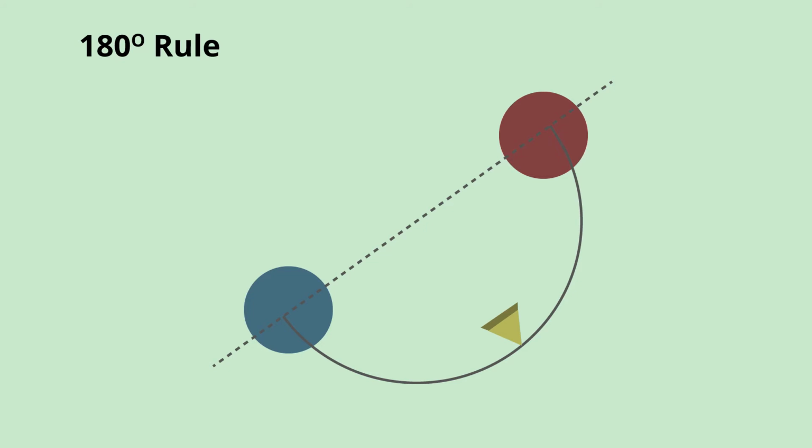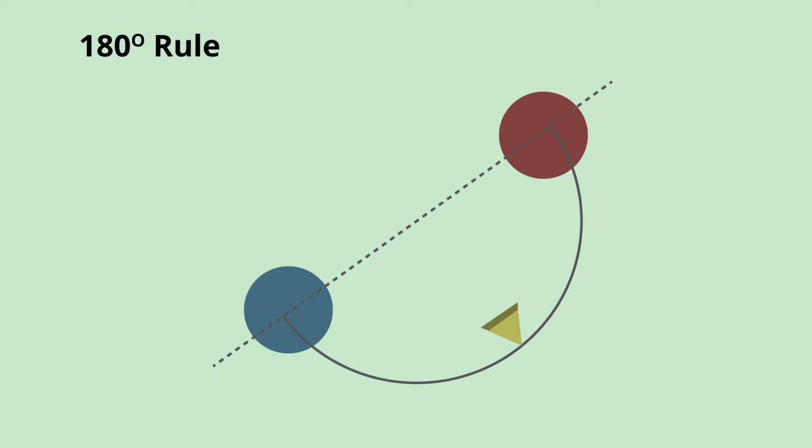One thing to remember is what is called the 180-degree rule. When there are two characters interacting in a scene, such as a conversation, it is important to make sure that the characters remain on the same side of the screen. The camera should remain on one side of an imaginary axis between the two characters.